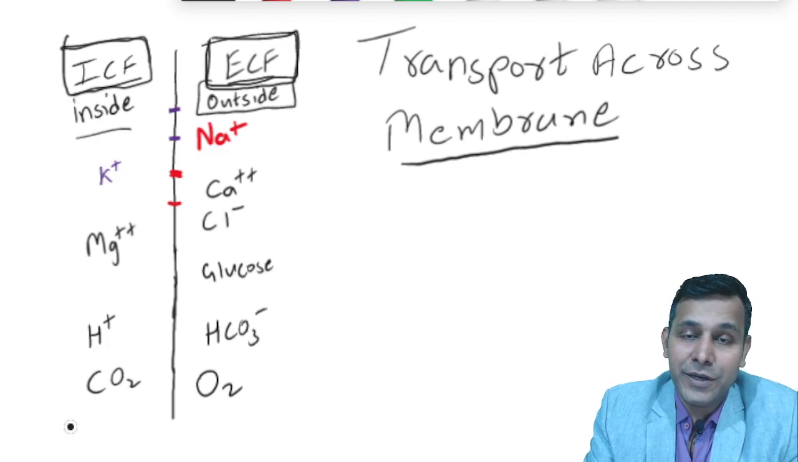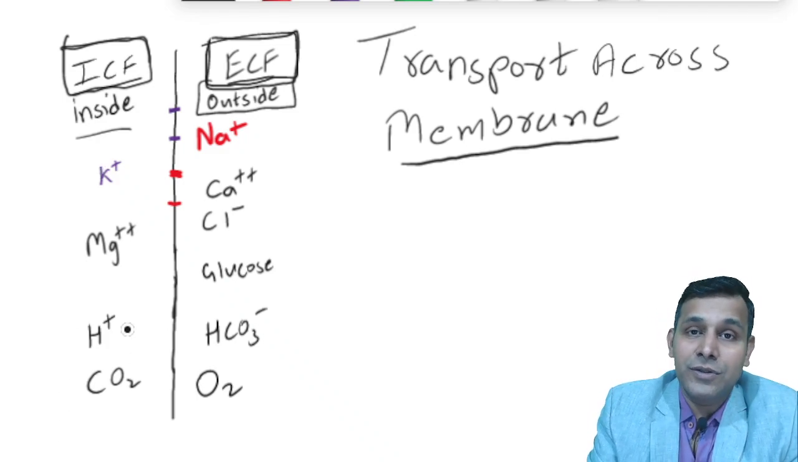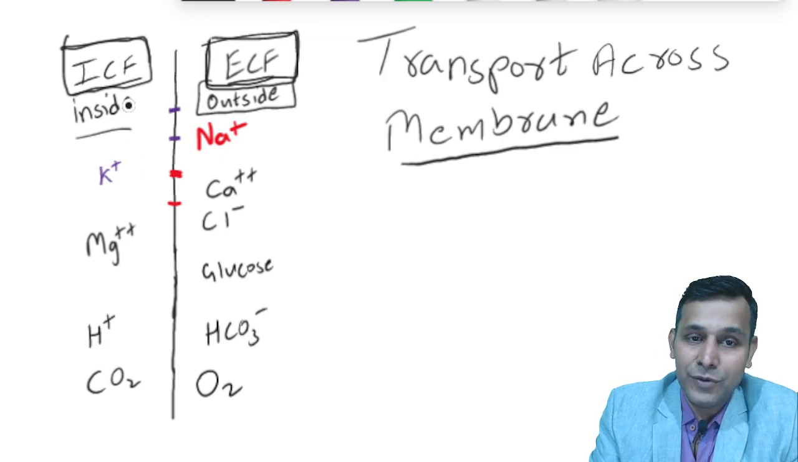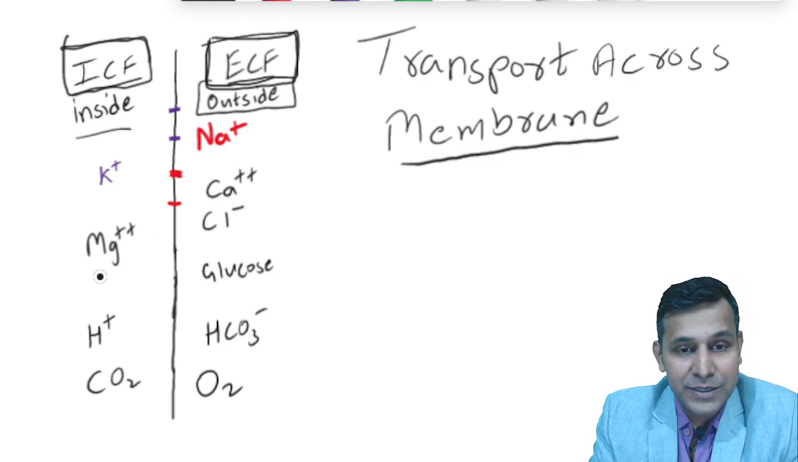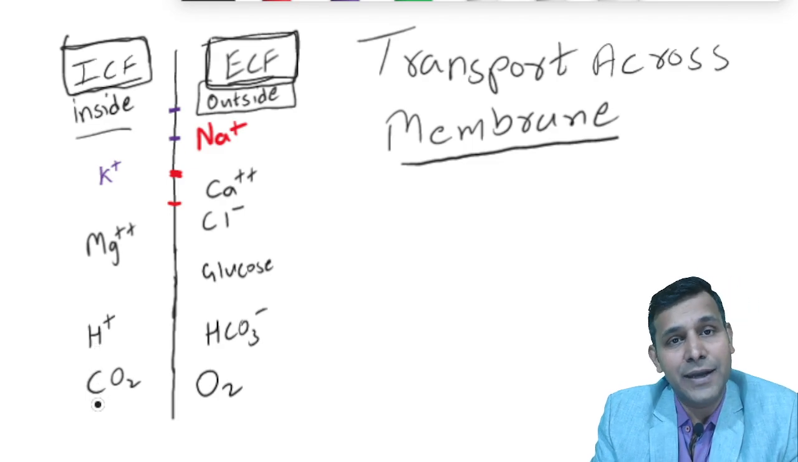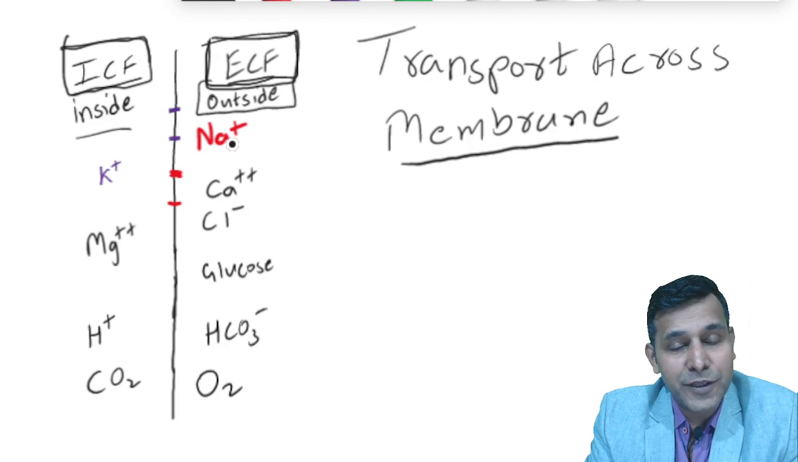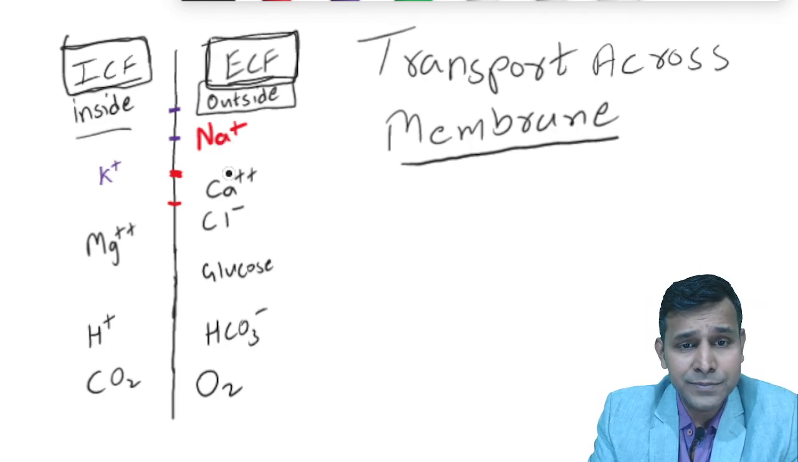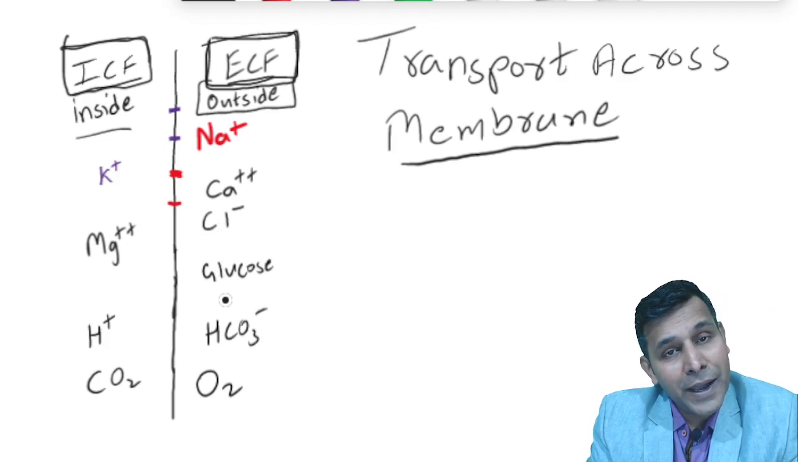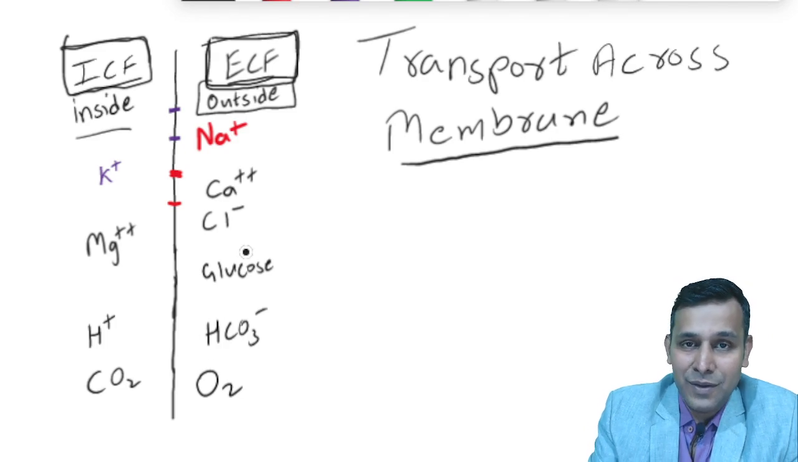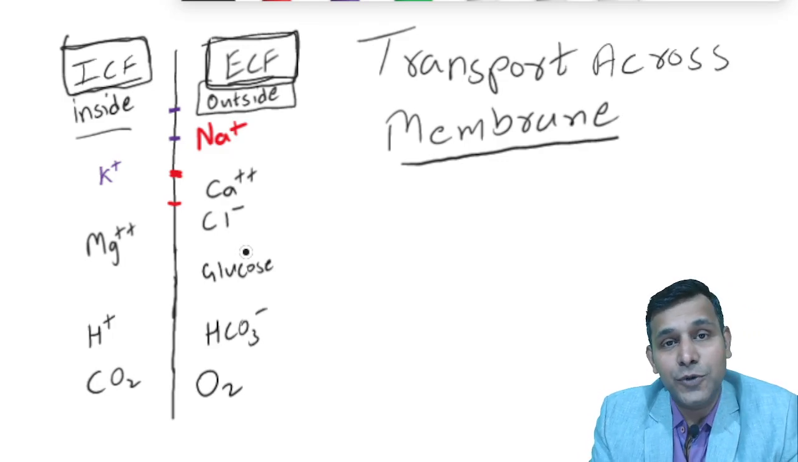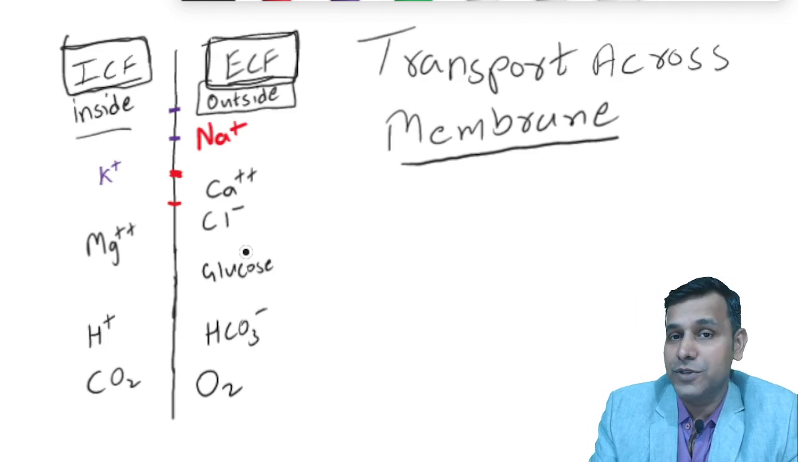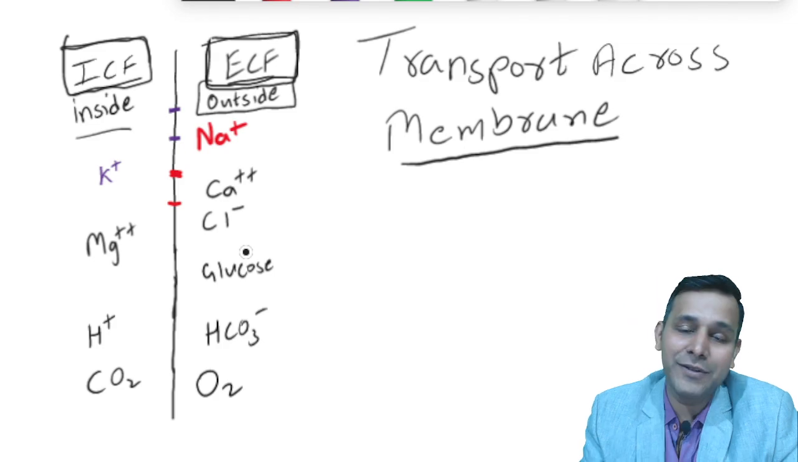The substances written over here are in more concentration on that side of the cell membrane. So in the ICF, that is inside the cell, we have more potassium, magnesium, hydrogen ion and carbon dioxide. Whereas on the ECF side, we have more sodium, calcium, chlorine, glucose, bicarbonate and oxygen. Knowing this, we will be able to understand how the transport process occurs and how it is classified. Okay, so let us go ahead now.